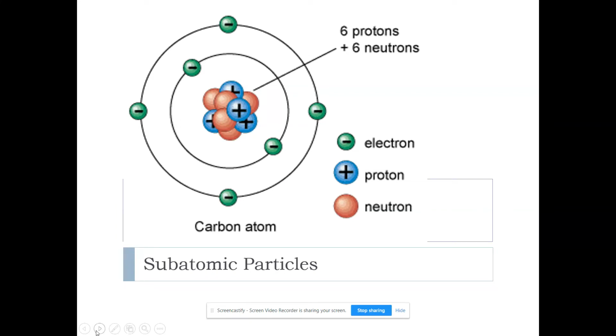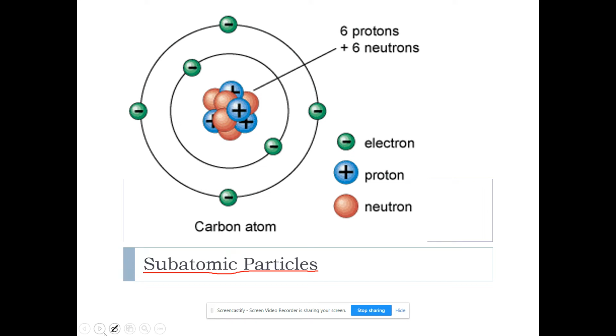Welcome to this video on subatomic particles. In this unit we're covering atoms and elements, and for this video we're going to look at the parts of an atom, what they're made of. What are the things that they're made out of? We call them subatomic particles, subatomic meaning within the atom.